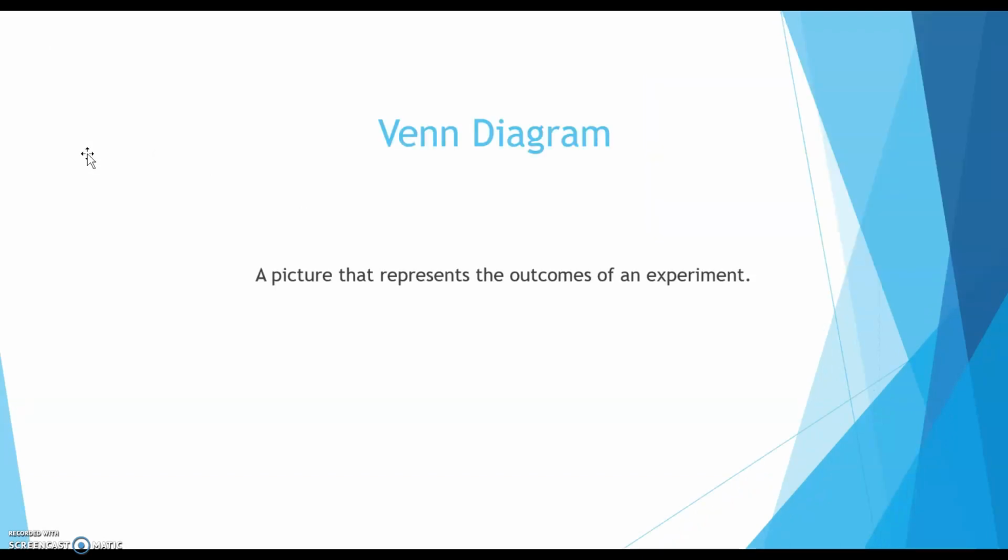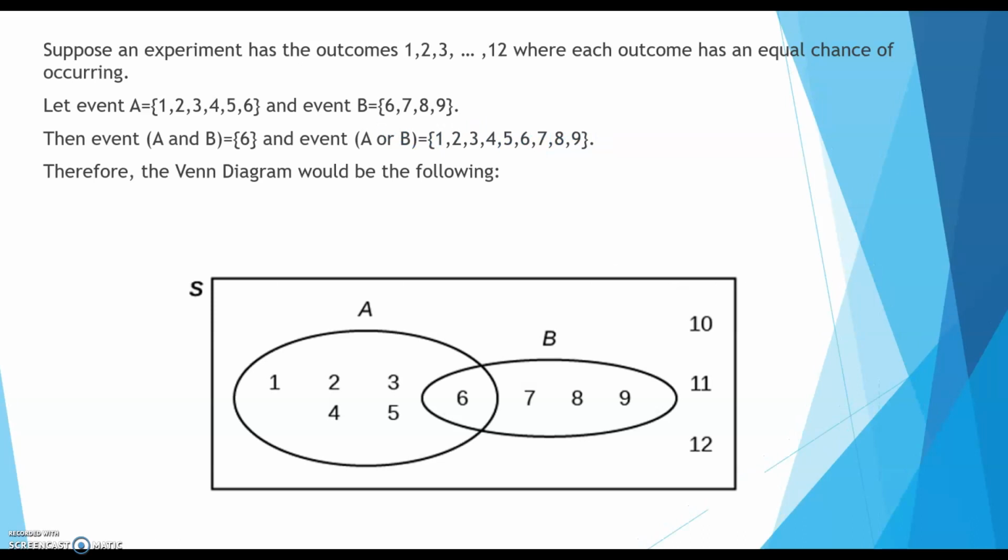Okay, let's talk about a Venn diagram. It's just a picture that will represent the outcome of the experiment. So like this right here. If we've got outcomes that go from 1 through 12, and we say event A is 1 through 6, event B is 6 through 9. Notice that we left out 10, 11, and 12. Also notice that what's in common is a 6, and if I combine all of them together, it goes from 1 to 9.